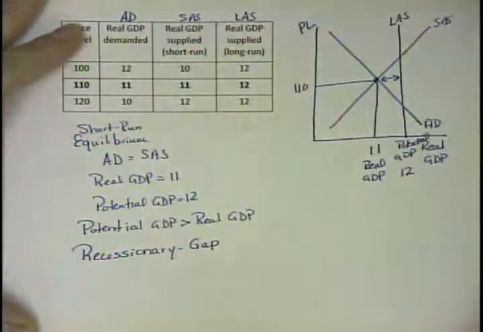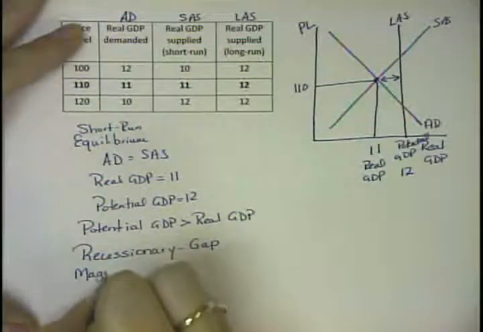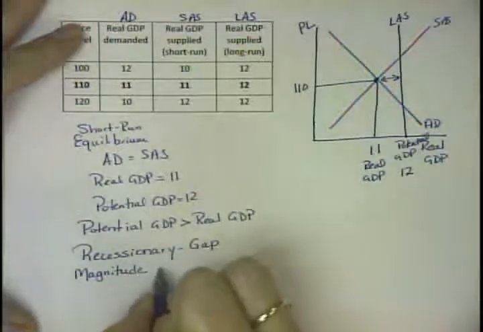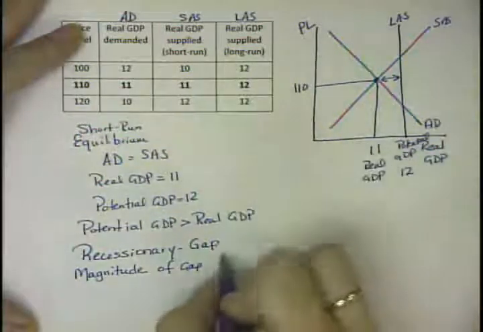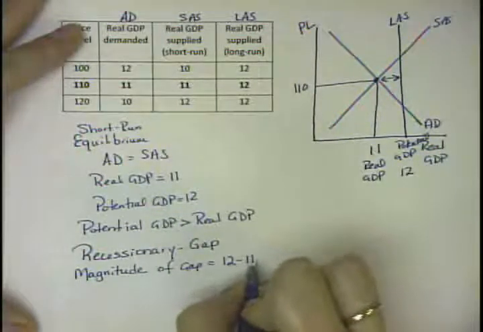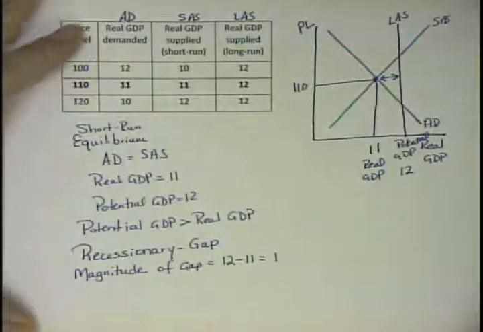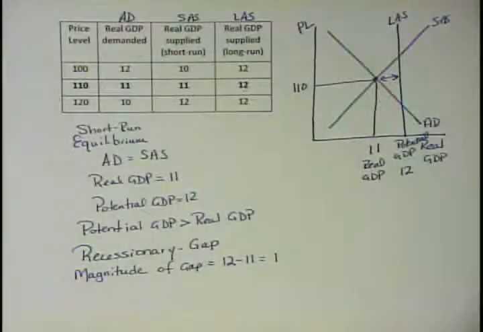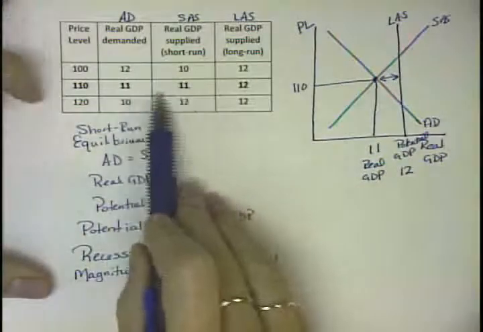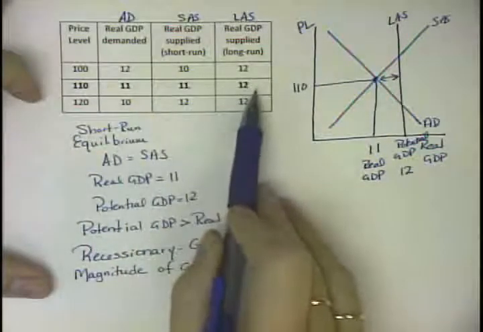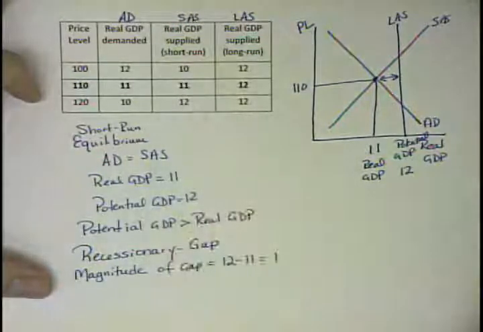And if we ask you what's the magnitude of the gap, the magnitude of the recessionary gap is going to be the difference between potential and real GDP. So it's going to be 12 minus 11, which is 1. The magnitude of our recessionary gap is the difference between the real GDP and potential GDP. Here our real GDP is 11, potential is 12, so 12 minus 11 is our magnitude of the recessionary gap. So it'd be 1.